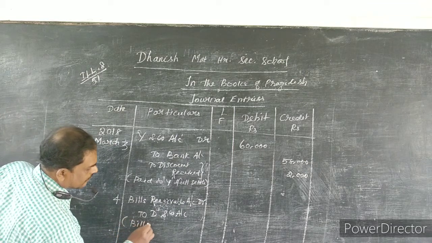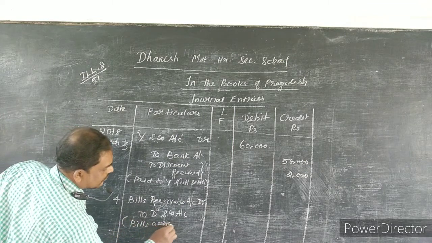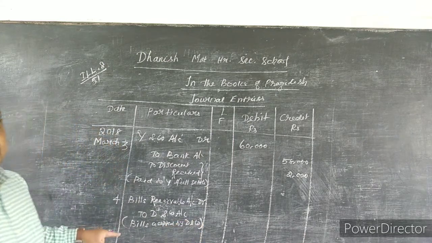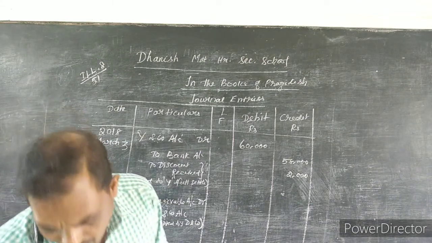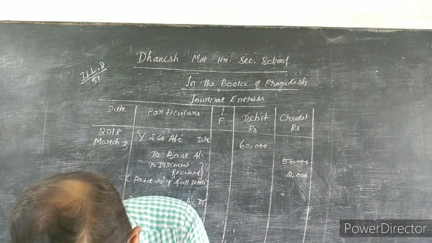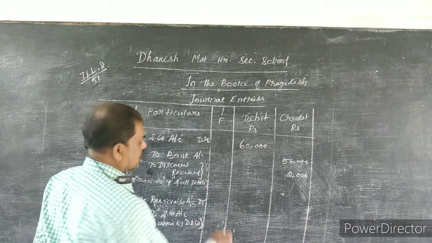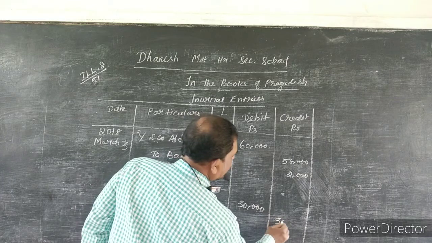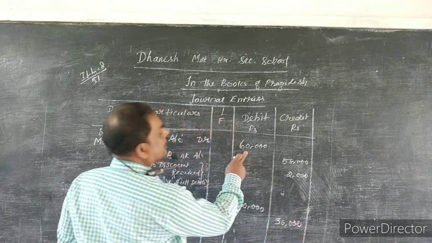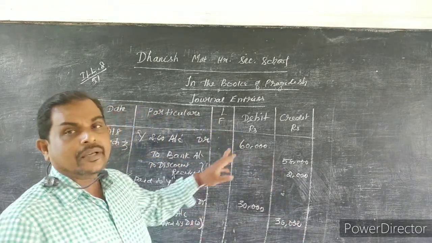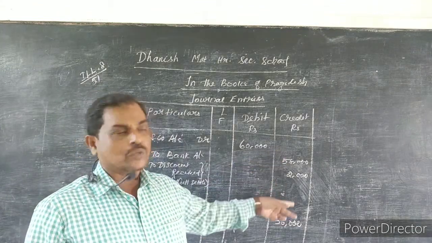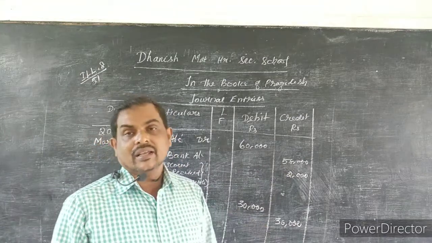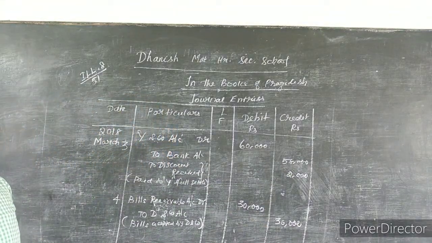Narration is what? Bills accepted by D and company. What is the amount? The amount is 30,000. Debit 30,000, credit 30,000. See, always the debit amount is equal to the credit amount. If the debit amount is 10,000, the credit amount also should be 10,000. So here 30, here 30. So the debit amount is equal to the credit amount.